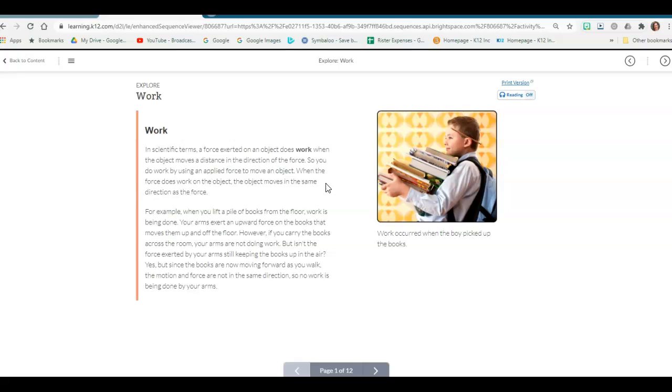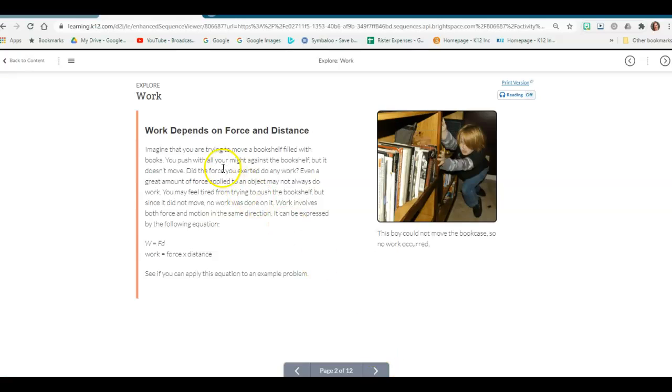Your arms exert an upward force on the books that move them up and off the floor. However, if you carry those books across the room, your arms are not doing work. But isn't the force exerted by your arms still keeping the books up in the air? Yes, but since the books are now moving forward as you walk, and the motion and the force are not in the same direction, work is not being done by your arms. So work depends on force and distance.